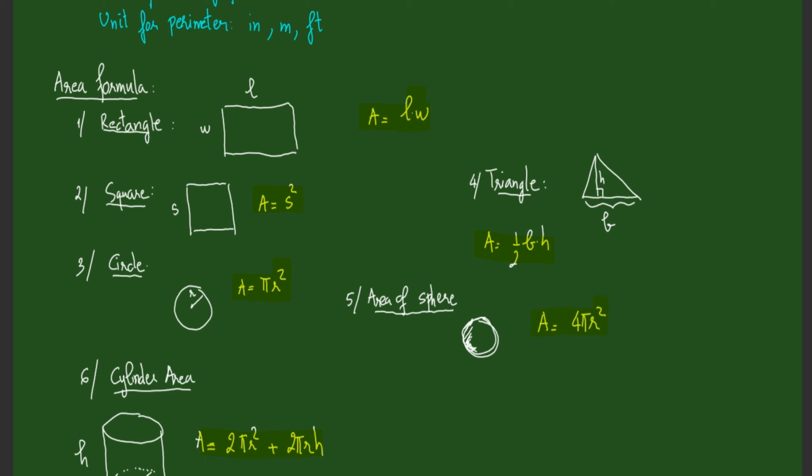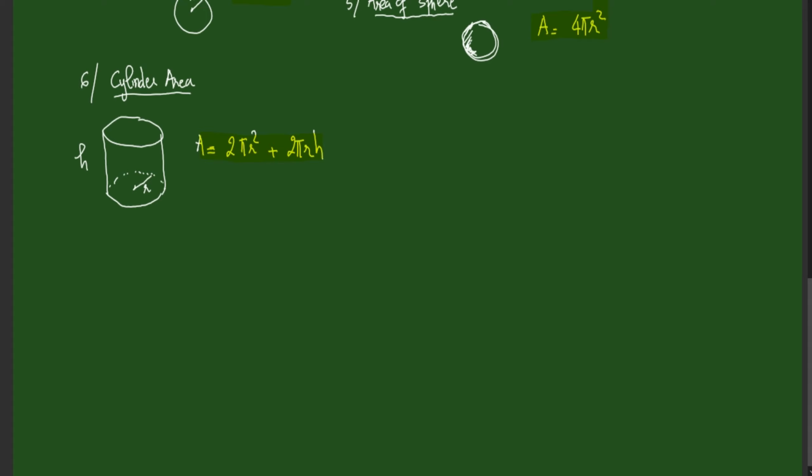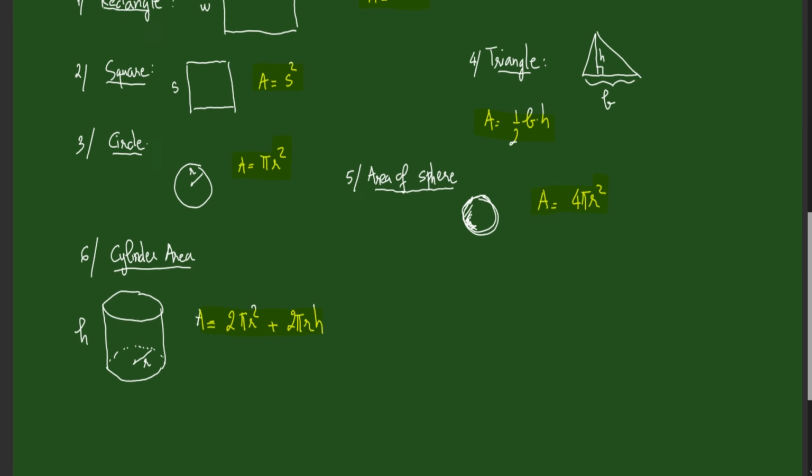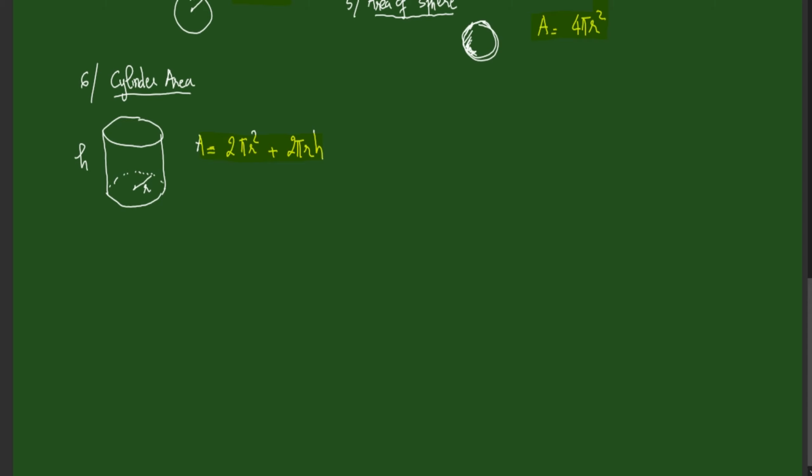Now those are the area formulas. Let's talk about the volume formulas. I'm going to use the red one. So, volume formulas. We just talk about 3D objects, because only a 3D object can contain space.